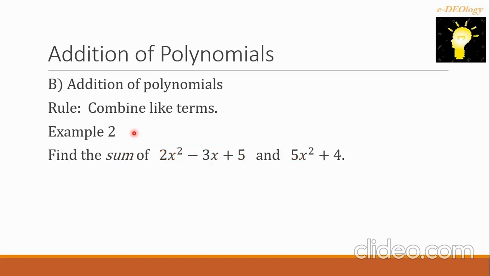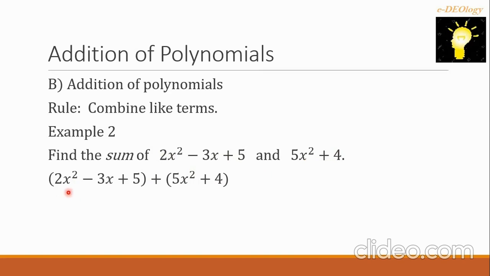Let's see the second example. Sometimes the problem will come to you like this. Find the sum of the polynomial 2x squared minus 3x plus 5 and the polynomial 5x squared plus 4. We can rewrite this problem like this. Put a grouping symbol to the first group, list here, and then put a plus sign. Then take the second group, put a grouping symbol, and place it next to the first group. And then we will go now to combining like terms.